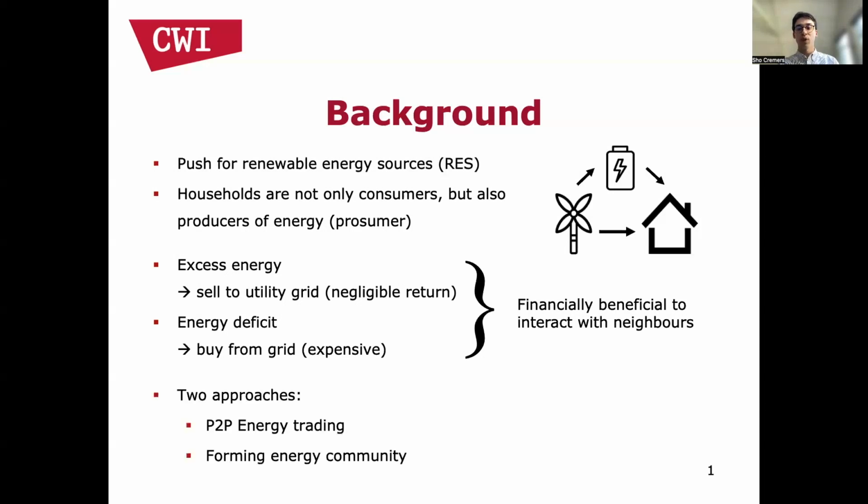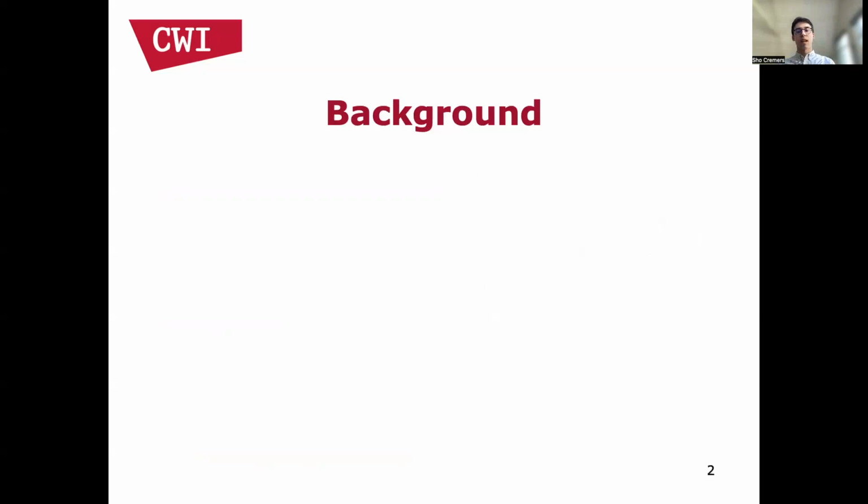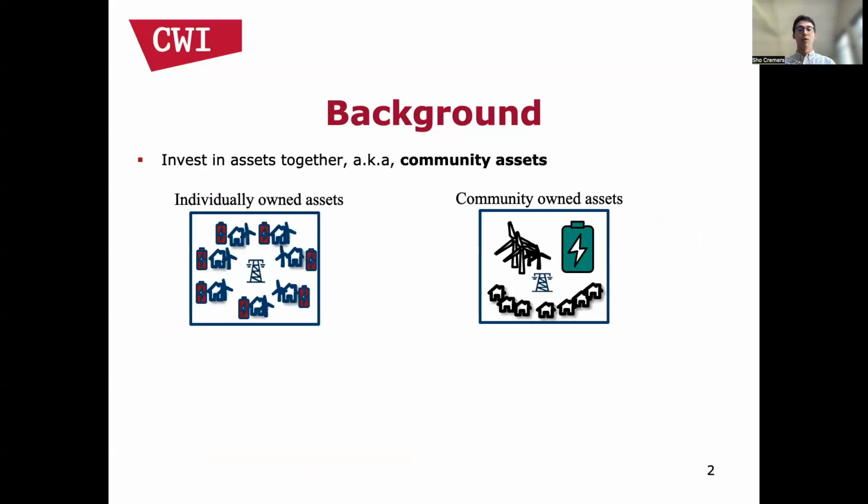Currently, there are two main approaches to this. One is peer-to-peer energy trading, where the neighbor prosumers buy and sell energy with each other directly. Second is forming an energy community, which is our focus in this study. In an energy community, a group of households invest in assets like a wind turbine and battery together. Here, the whole community acts as a single entity and interacts with the grid.